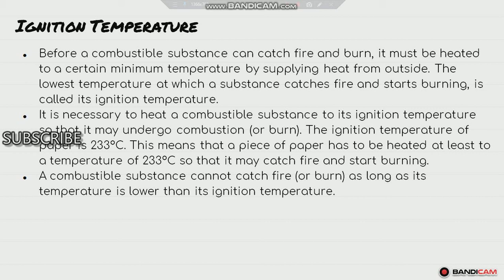The lowest temperature at which a substance can catch fire or start burning is called the ignition temperature, and it is necessary to heat a combustible substance to its ignition temperature so that it may undergo combustion or start burning. The ignition temperature of paper is 233 degrees Celsius. This means that a piece of paper has to be heated at least to a temperature of 233 degrees Celsius in order to catch fire and start burning. A combustible substance cannot catch fire or start burning until it reaches its ignition temperature.